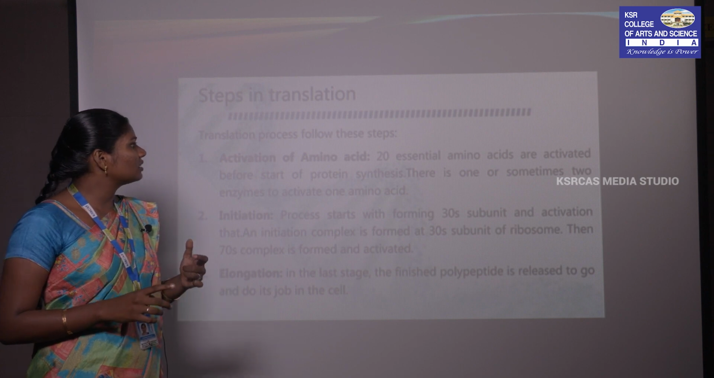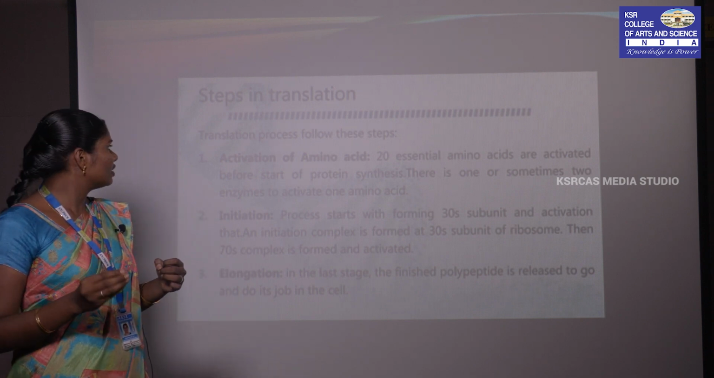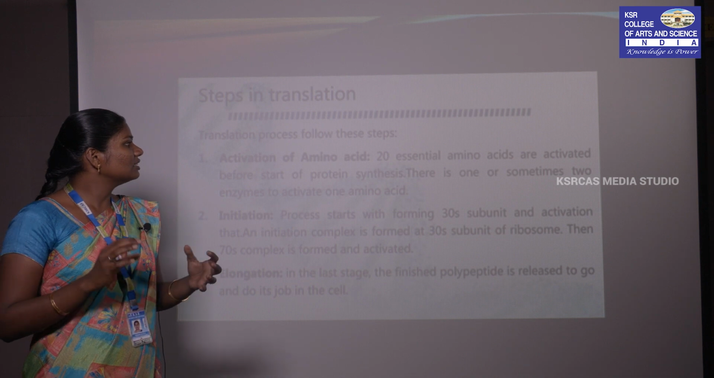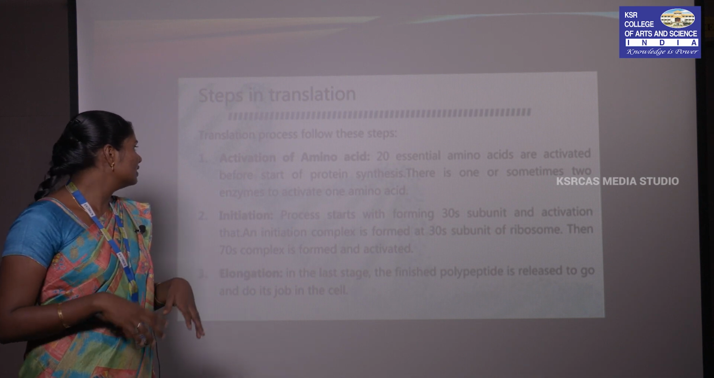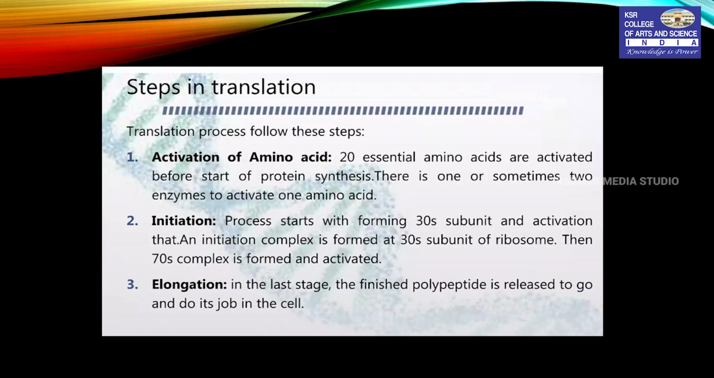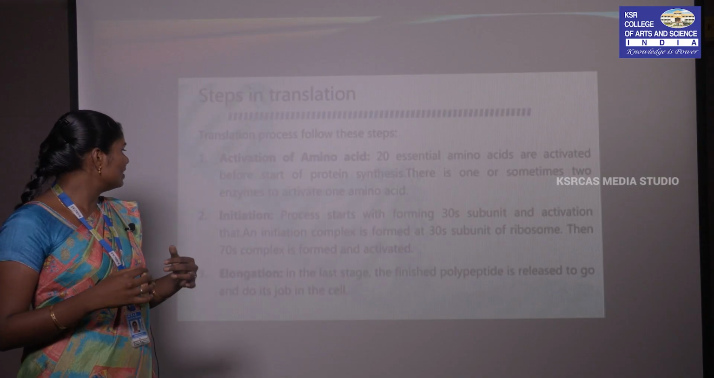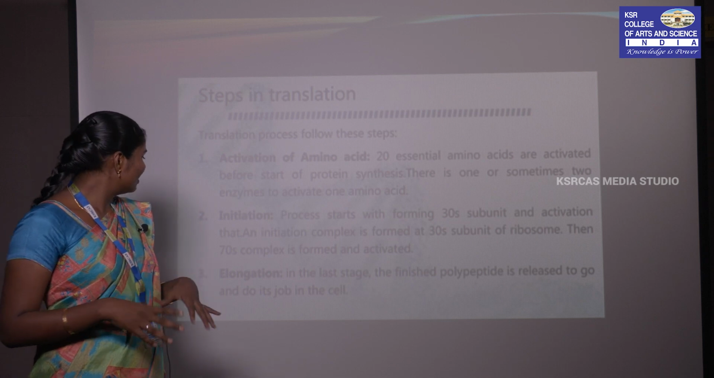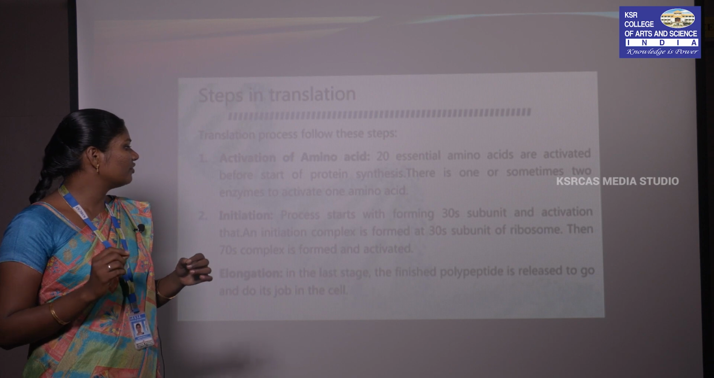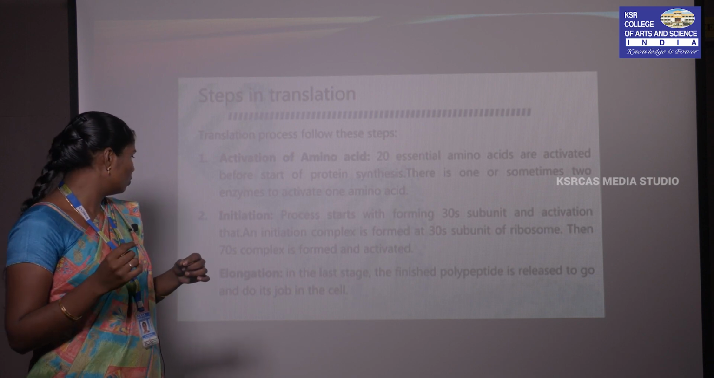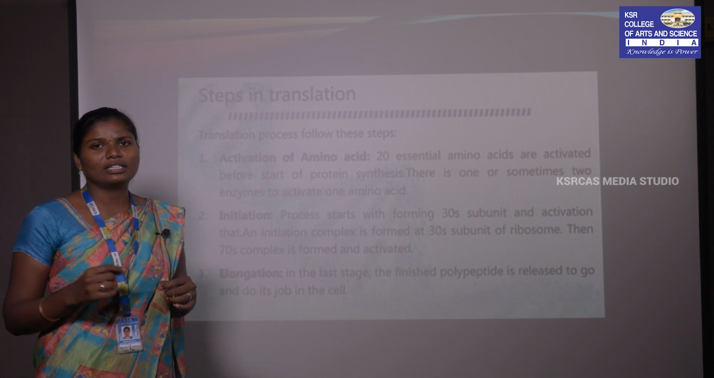Activation of amino acids: 20 amino acids are activated before the start of protein synthesis. There is one or sometimes two enzymes to activate one amino acid. Then initiation. The process starts with forming the 30S subunit and activating it. An initiation complex is formed at the 30S subunit of the ribosome. Then the 70S complex is formed and activated. Then the elongation process. In the last stage, the finished polypeptide is released to go and do its job in the cell.